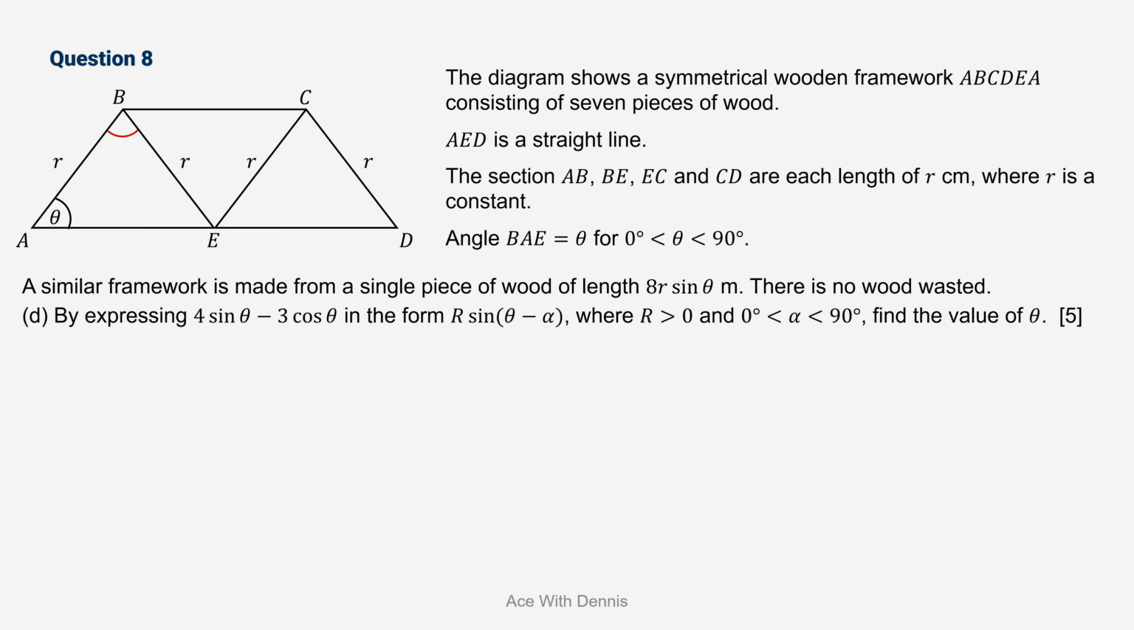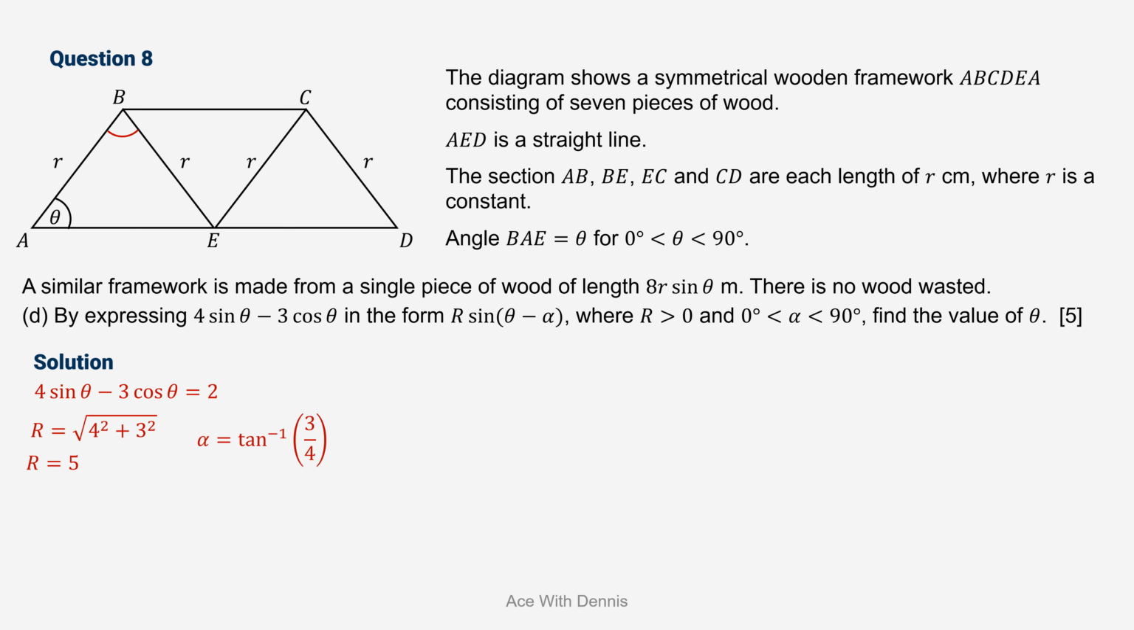D. By expressing 4 sine theta minus 3 cosine theta in the form r sine (theta minus alpha), where r is greater than 0 and alpha is between 0 degrees and 90 degrees, find the value of theta. 5 marks. From part C, the equation that we get is 4 sine theta minus 3 cosine theta equals 2. So we have to apply the R formula so that this equation will be in the form r sine (theta minus alpha). The first thing we need to do is find the r value, which is the square root of 4 squared plus 3 squared, and the r value will be 5.